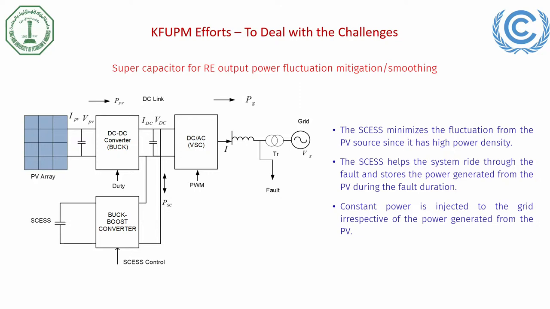So what we are doing at KFUPM to deal with these issues or challenges that we see: as you can see, we have used a supercapacitor along with the PV power system, which will help us. We developed the control strategy. The supercapacitor is not our invention. Our invention was the control strategy. We have developed an excellent control strategy to mitigate the fluctuation coming from the PV, so that we can inject constant power or play with the power injection into the grid.